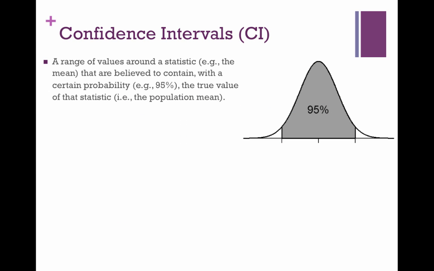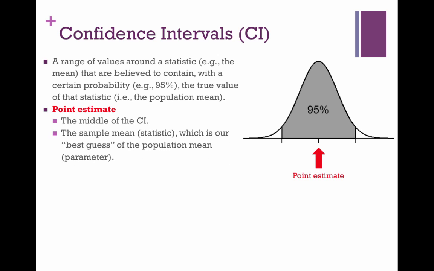Confidence intervals. A confidence interval is the range of values around a statistic, such as the mean, that are believed to contain with a certain probability the true value of that statistic. In other words, how confident are we in our estimation of our statistic to the parameter?